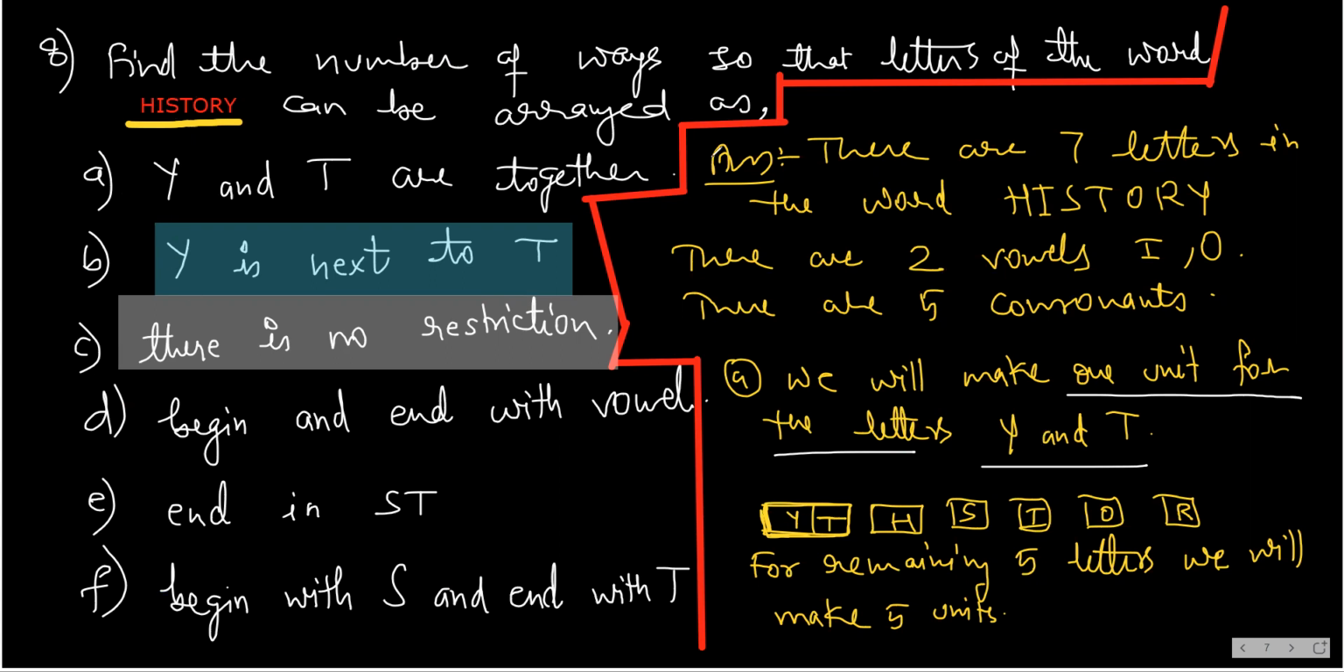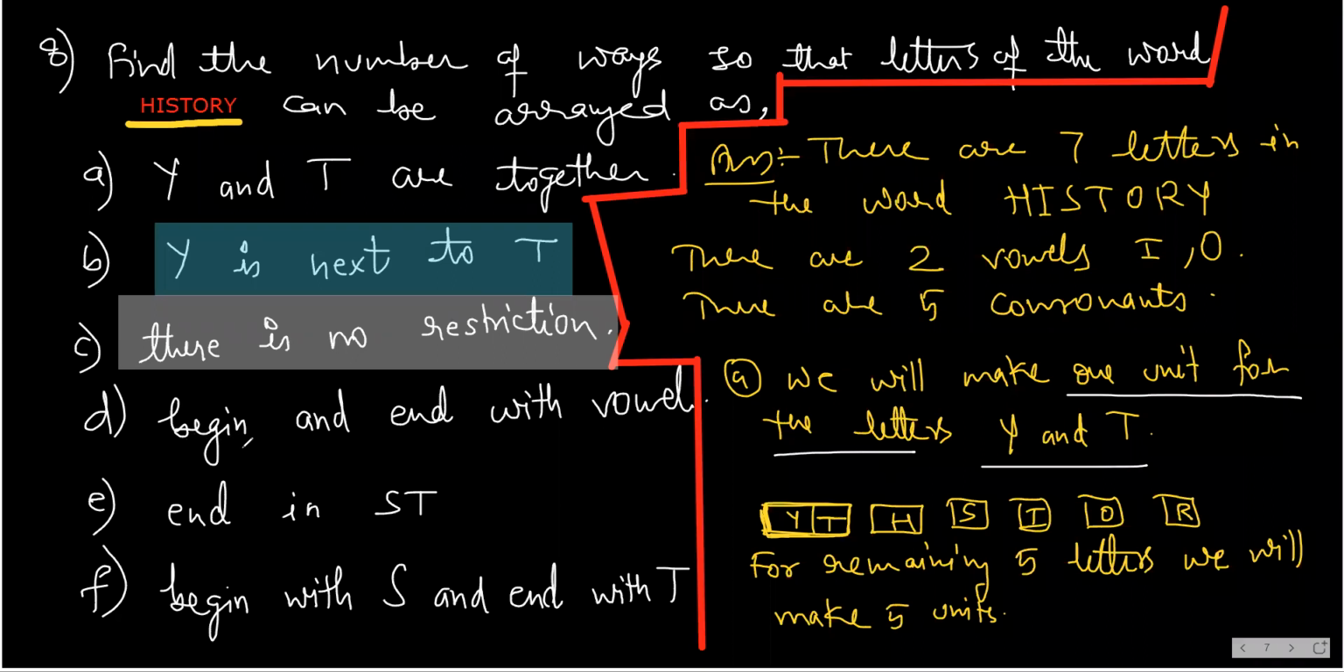The seven letters of the word HISTORY can be arranged amongst themselves in 7P7, that is 7 factorial ways. So the answer for this will be 7 factorial different ways. I hope you followed this also, and you will write the answer for C on your own. Now I go for D.